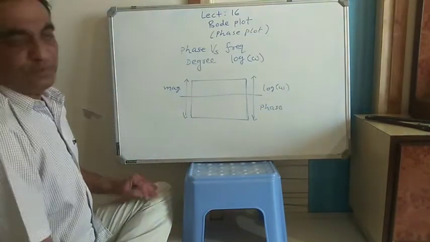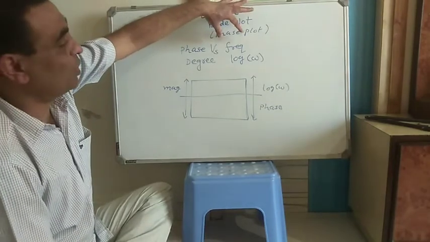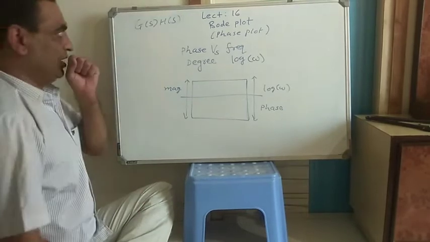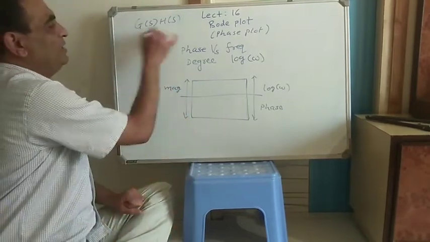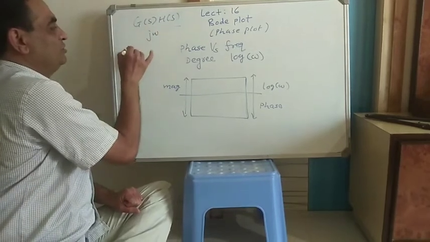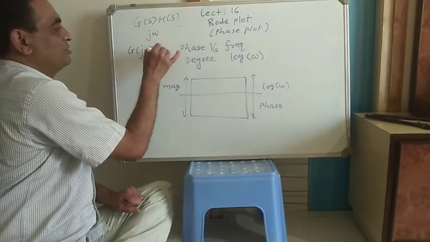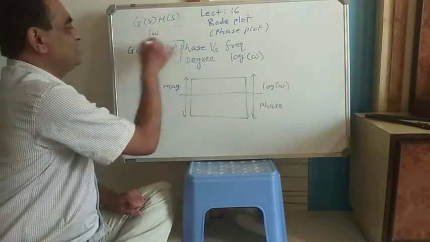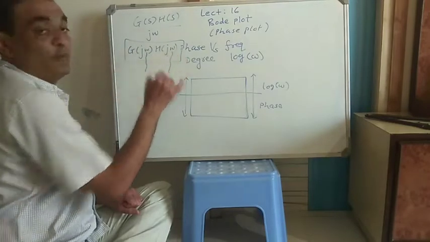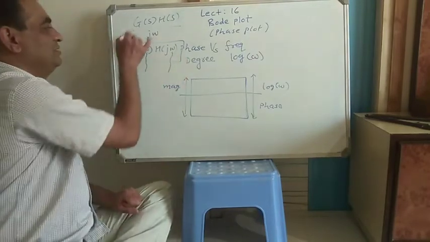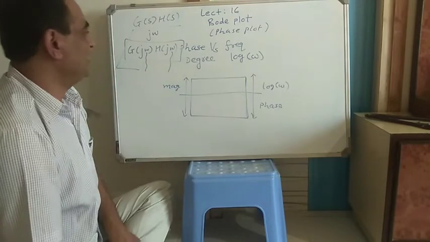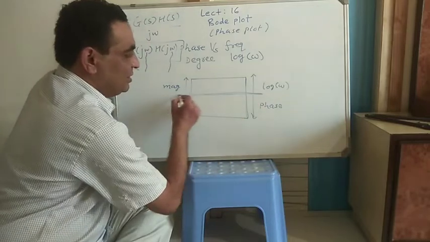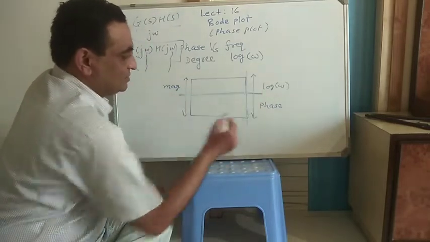Okay, so we are going to sketch the phase plot of G(s)H(s). We have already replaced s by j omega, and we have G(j omega)H(j omega). So once I have this, I can replace different values of omega to get the phase of this G(s)H(s). Here this is the frequency in the logarithmic scale, and this is my phase.